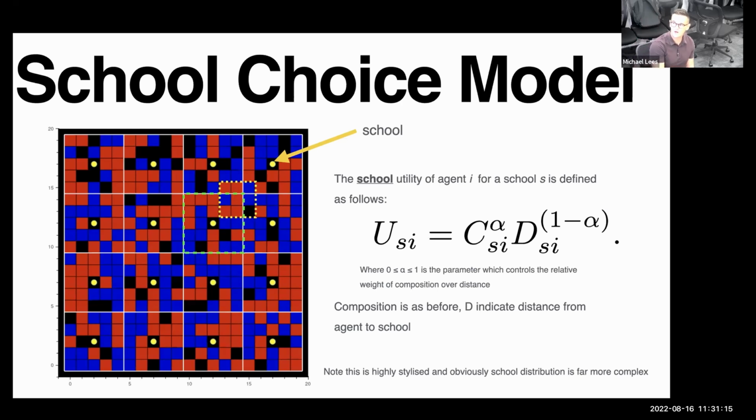If alpha is 1, then only the composition matters. If alpha is 0, then only the distance matters. So if you put alpha at 0, then you're only going to pick the closest school, and then composition doesn't matter.